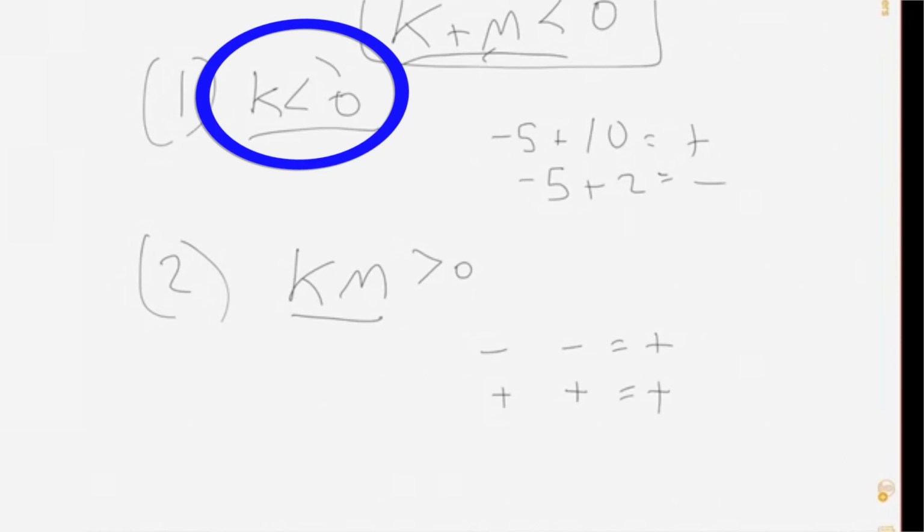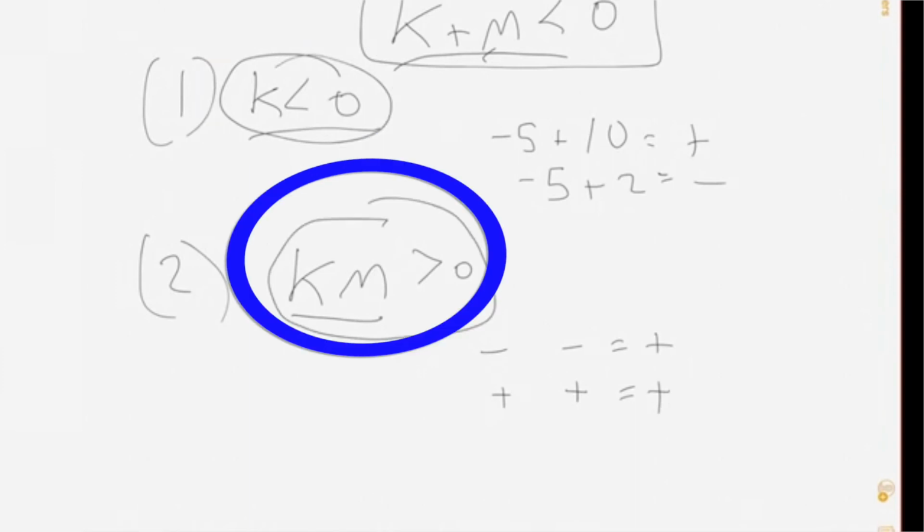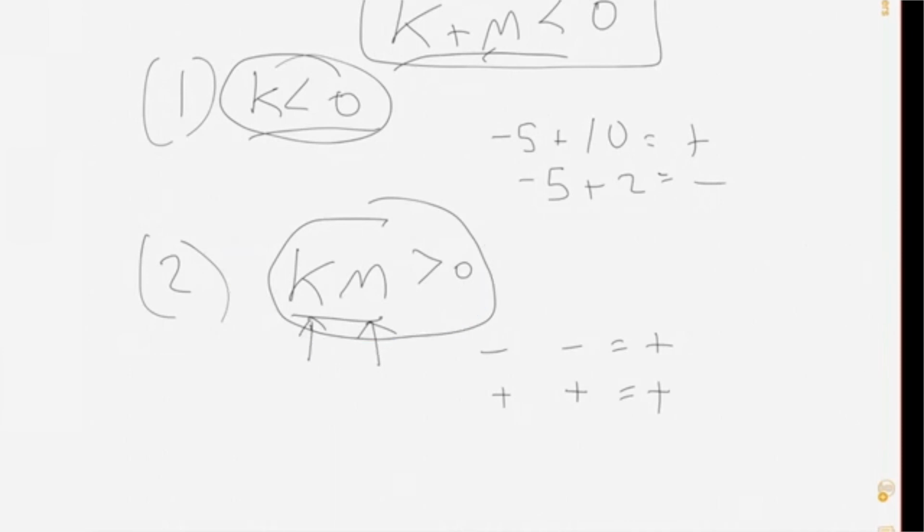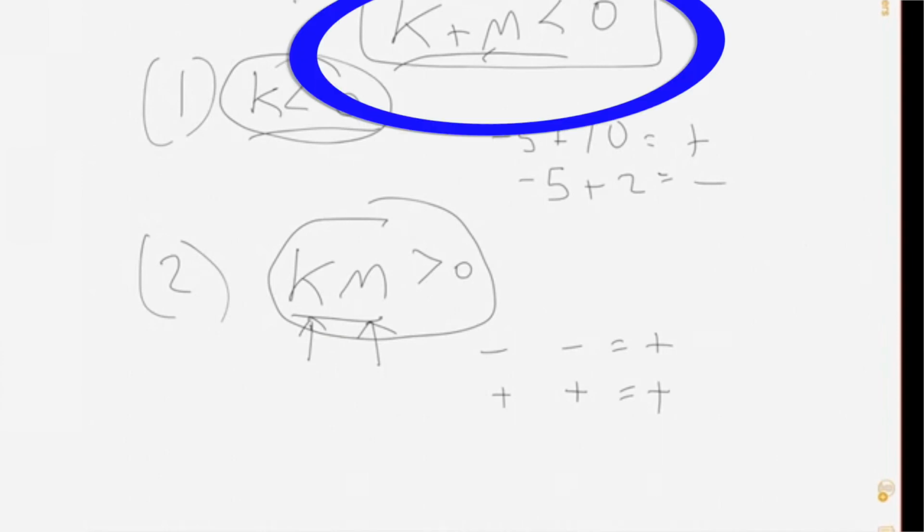If we know K is less than 0, then we know K has to be a negative number. And then if we know that K times M is a positive number, and we already know from number 1 that K is a negative number, that means M then has to be a negative number. And K times M, if they're both negative numbers, would be greater than 0. Now, if K is a negative number and M is a negative number, then going back to the question, K plus M has to be a negative number.